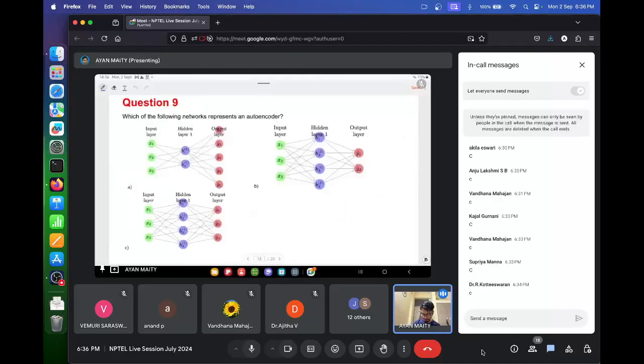Now question 9. Which of the following networks represents an autoencoder? So there are three options. Which neural network represents an autoencoder? Each of these neural networks contains three layers: input, hidden layer and output layer.